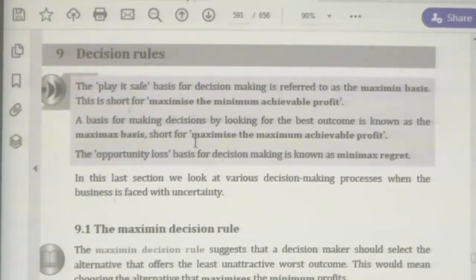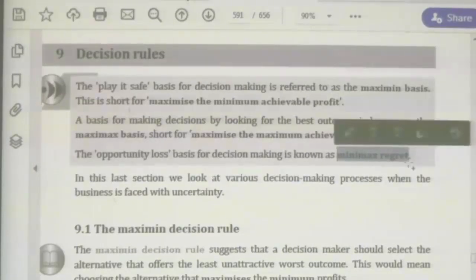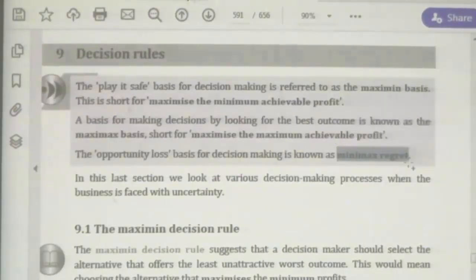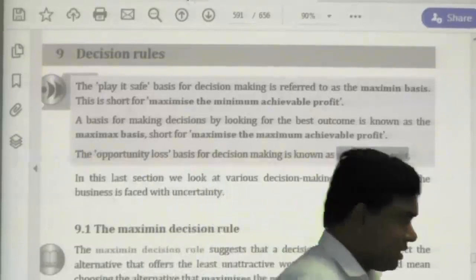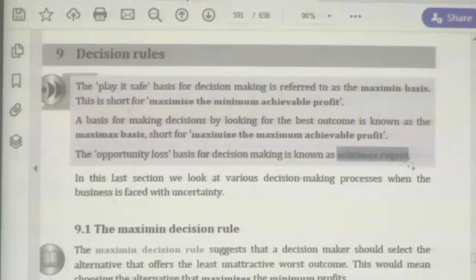Then maximize decision rule and minimax regret rule. These are the three rules you need to keep in mind. I will take the whiteboard to explain this part. Why do I need to explain this to you? This is a new lesson included in the management accounting paper when compared to the previous syllabus KE2 subject. Therefore, we have to learn this with detailed information.